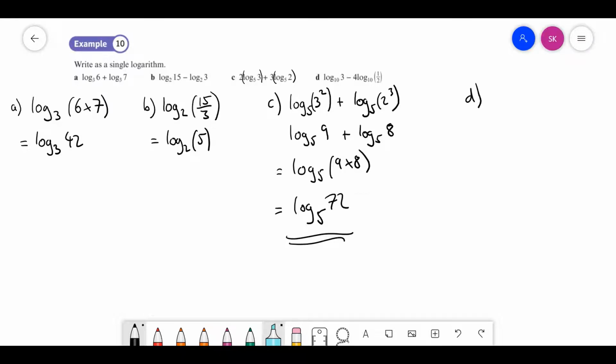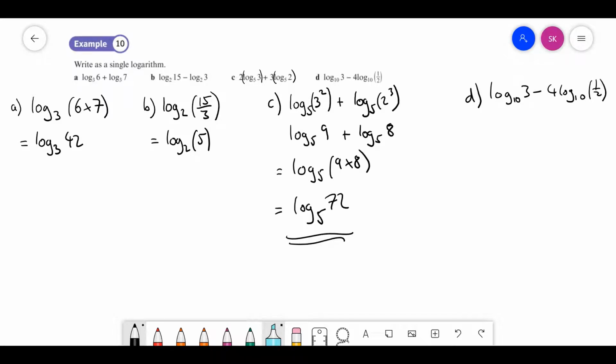D, finally. Again, we can see the bases are the same, 10 and 10. Because this is a subtract, we're probably going to be using the division law. But first of all, I can see this second log here can be cleaned up a little bit. So I'm going to write out the question here, so it's easier to follow my working.